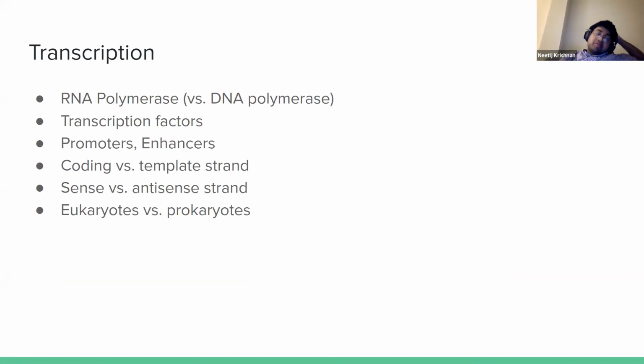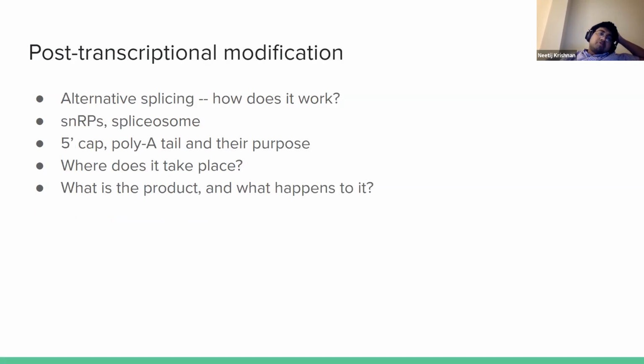Transcription: RNA polymerase versus DNA polymerase, transcription factors, promoters versus enhancers, coding versus template strand, sense versus antisense strand. That's super important. They'll ask about that, and knowing which one is which is very important. And then eukaryotes versus prokaryotes. Post-transcriptional modification: knowing how alternative splicing works is really important. SNRPs in the spliceosome are not as important, but it's useful to know that they're involved in splicing. The 5' cap and the poly A tail: what's their purpose? Where is this taking place? What's the product? What happens to it? And the fact that it only happens in eukaryotes.